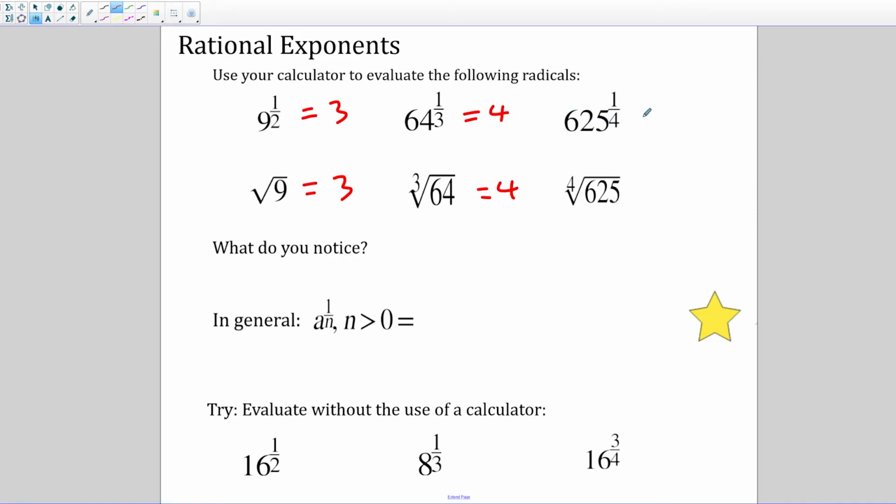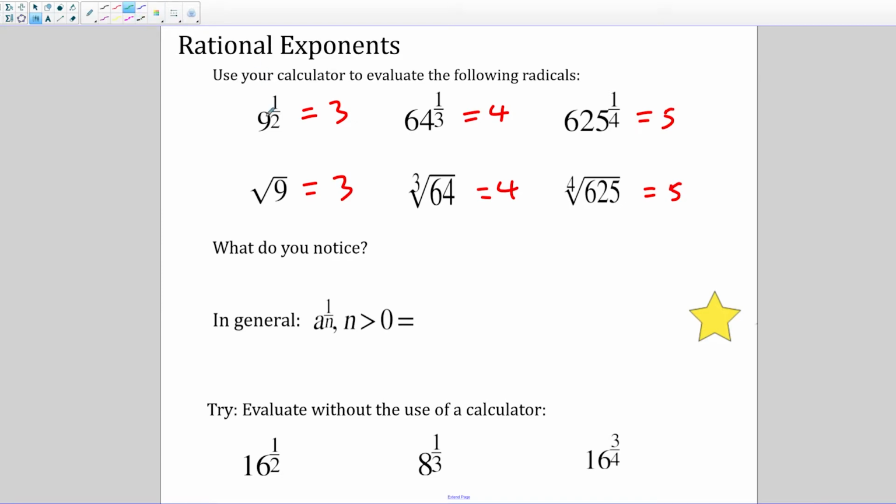625 to the power of 1/4 is 5. And the 4th root of 625 is also 5. So what do we notice here? Well, if you look carefully, you'll notice that the top expression is an exact match with the expression directly below it. 9 to the power of 1/2 is the same thing as the square root of 9. 64 to the power of 1/3 is the same thing as the cube root of 64. And 625 to the power of 1/4 is the same thing as the 4th root of 625.